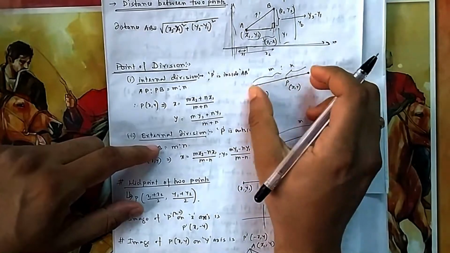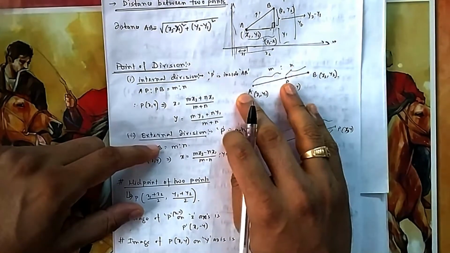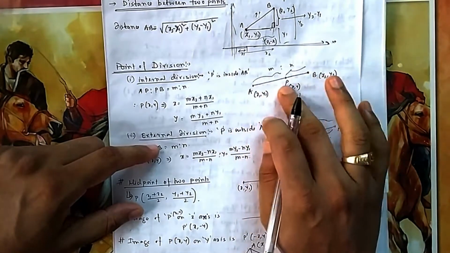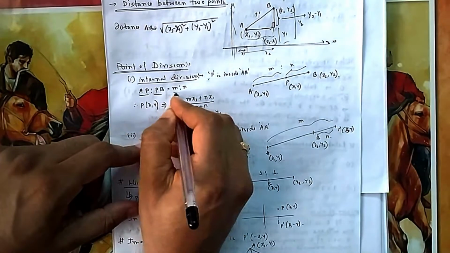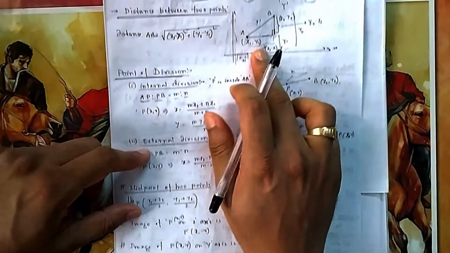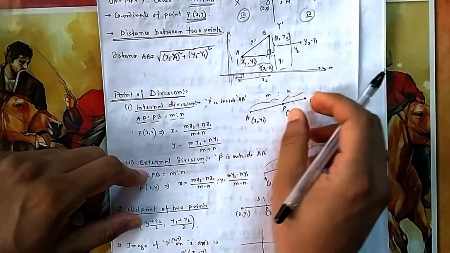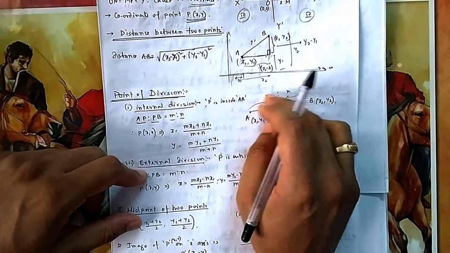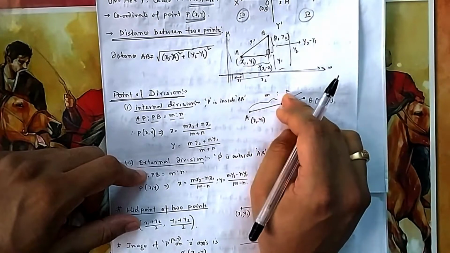Suppose there is a point P which is inside AB and which is dividing AB in the ratio m is to n. That means the distance from A to P and the distance from P to B are in the ratio m is to n, that is AP is to PB is equal to m is to n. So what will be the coordinate of P? Again the same distance formula can be used to find this, because if you find the distance between these two, you take the ratio, which would be m is to n. So this distance by this distance is equal to m is to n.